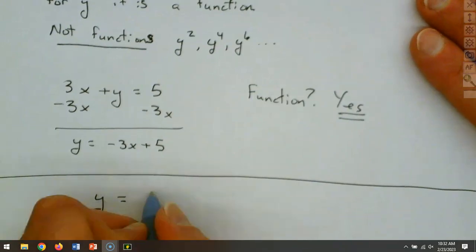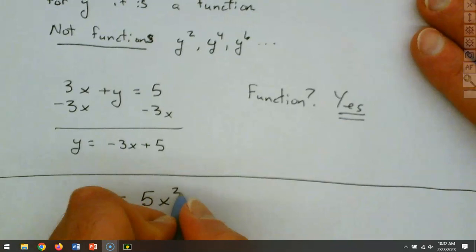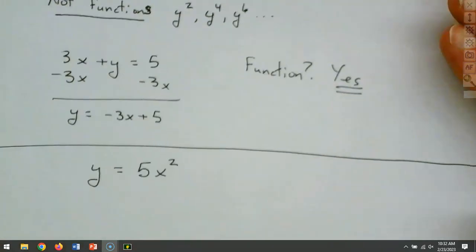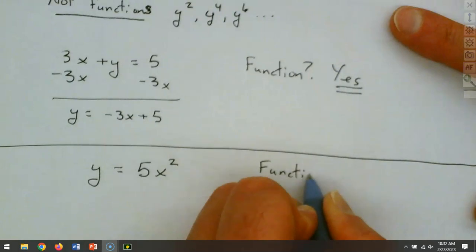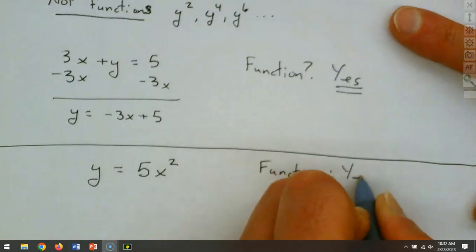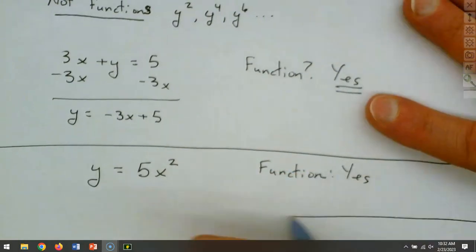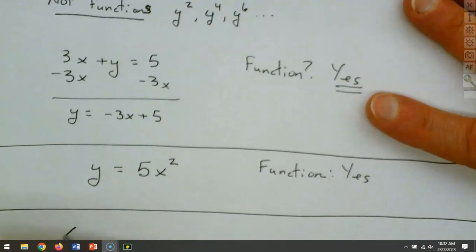And sometimes it might already be solved for you. Would this one be a function? Yep. Why would this one be a function? Because it's already been solved for y. What about this one?